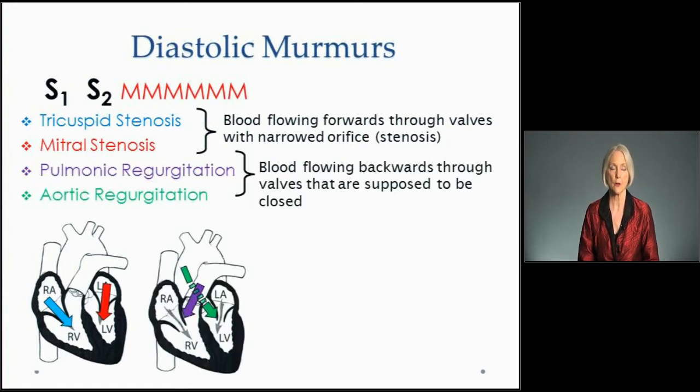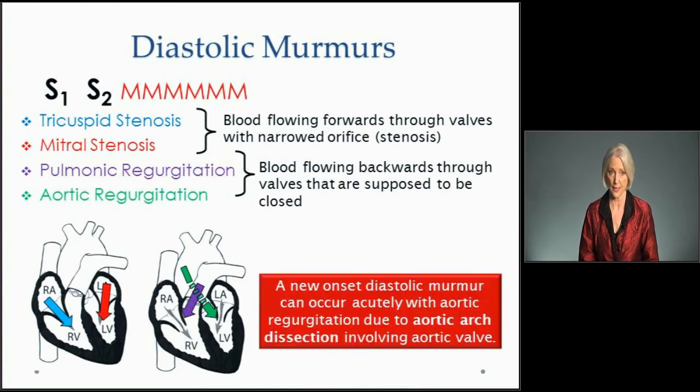The other thing that will cause a diastolic murmur is blood flowing backwards through the valves that are supposed to be closed during diastole, and that's the pulmonic and aortic valves. So diastolic murmurs in terms of the left-sided valve problems will be either mitral stenosis, which will not be a new onset thing, or it could be aortic regurgitation. And that can occur acutely.